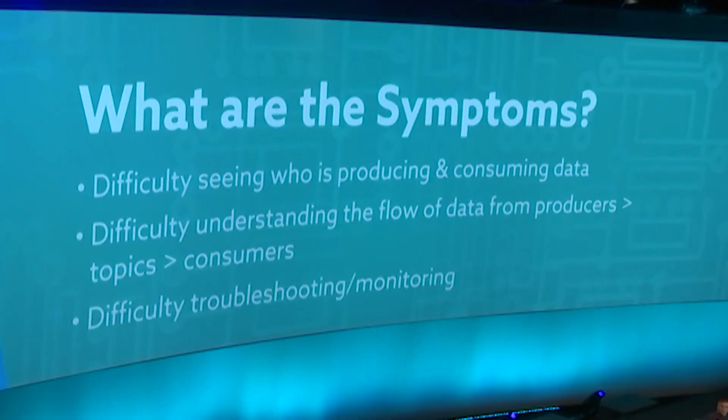And some of the symptoms of this ailment for these teams are things like, hey, I have no idea who's producing data, who's consuming data from these Kafka topics, right? I don't understand how data flows, right? I may have four different business units all creating their own applications, own Kafka topics, own producers and consumers, and I have no idea how data flows throughout my system.